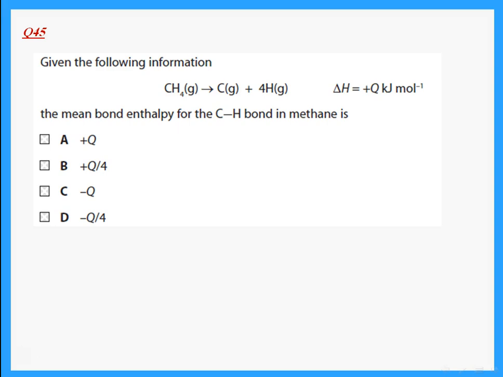This question says what is the mean bond enthalpy for CH? Again, if this equation is delta H is plus Q, so the delta H for this is Q. How many CH bonds is he breaking? He's breaking 4 bonds. So actually, the enthalpy change for 1 bond would be the Q over 4.